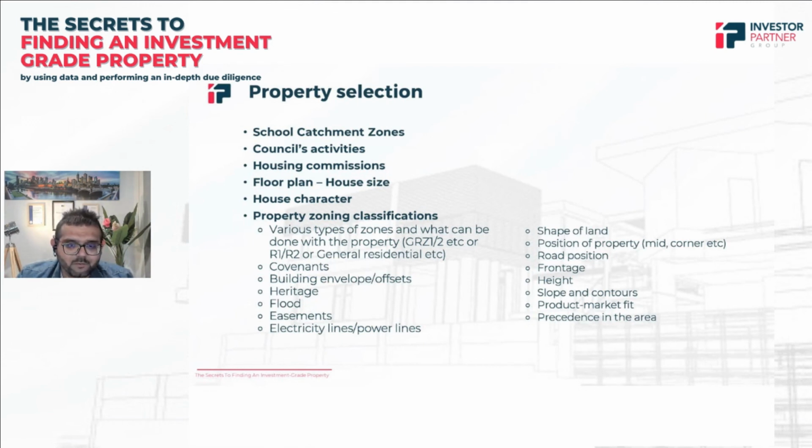Now, the position of the property. The position of the property on the land and on the street is quite the key. So whether it's a corner block or a T intersection, is it on a major road? Is it on a crossing? Is it close to a light pole? Are there a lot of trees on the nature strip? All of these things matter, but it also matters where the property is positioned.